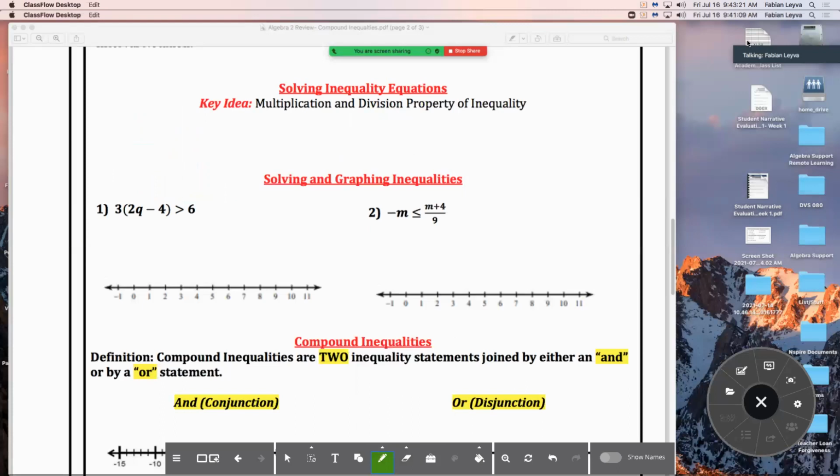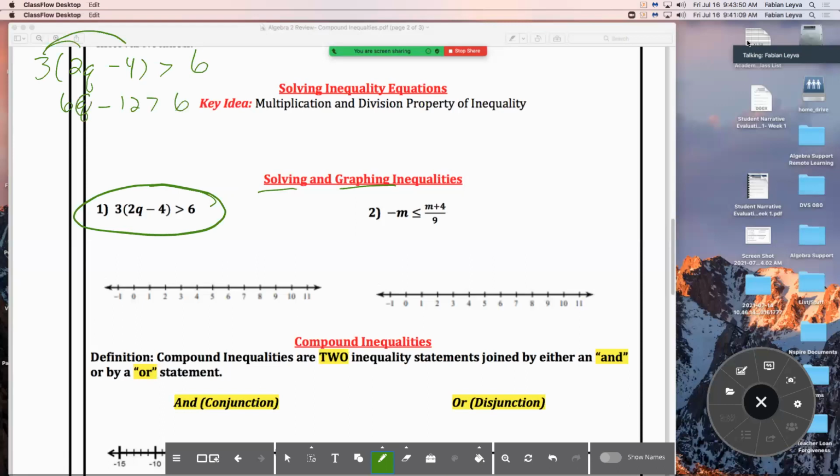I gave you two problems. I'm asking you to solve and graph the following inequalities, starting with this guy over here. Notice that this is stating 3 times 2q minus 4 is greater than 6. Looking at this, the first thing that I see is 3 times 2q minus 4. I'm going to go ahead and distribute that. Notice I end up with 6q minus 12 is greater than 6.